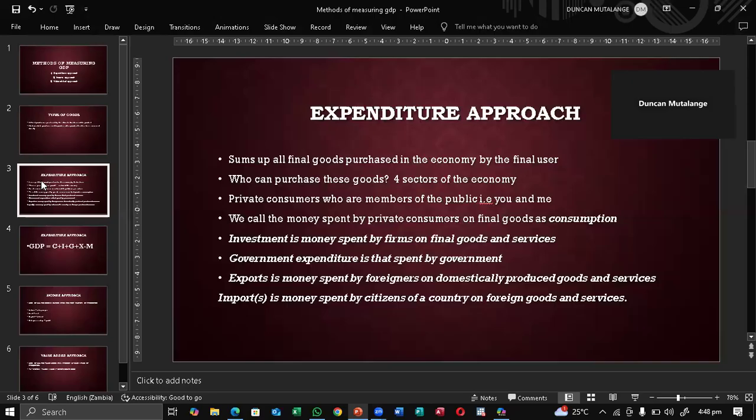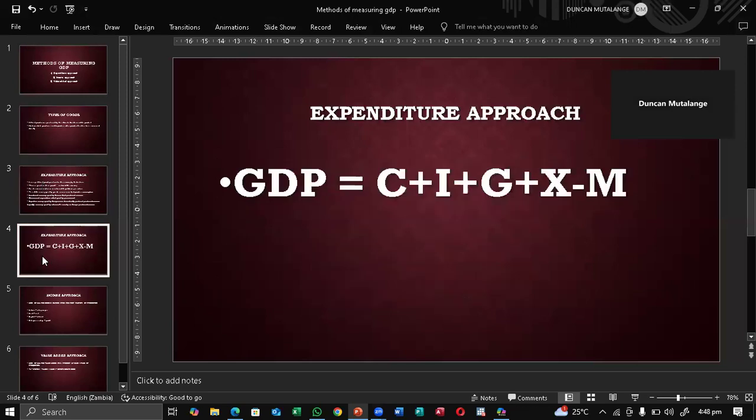Then an import, obviously, if you're importing, it means you're buying something from outside the country. So imports is simply money spent by citizens of a country on foreign produced goods and services. All right. So therefore, the expenditure approach will simply add up the consumption, the investment, the government expenditure, and exports minus the imports.